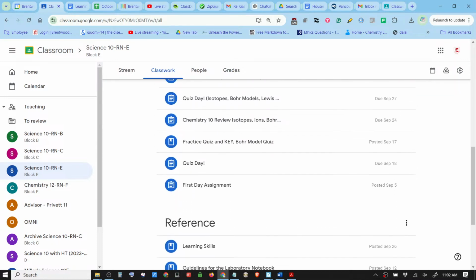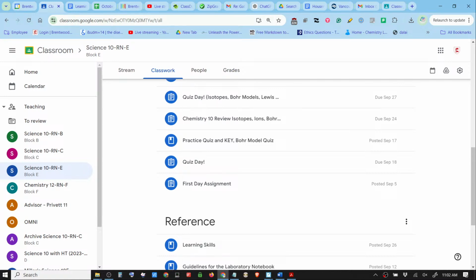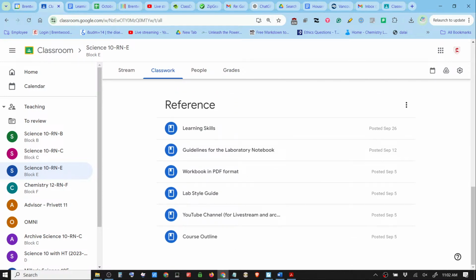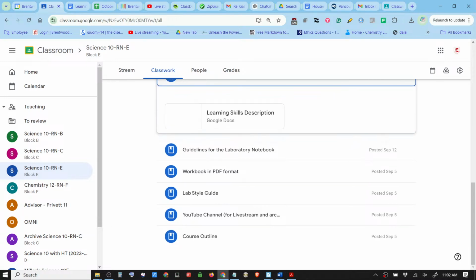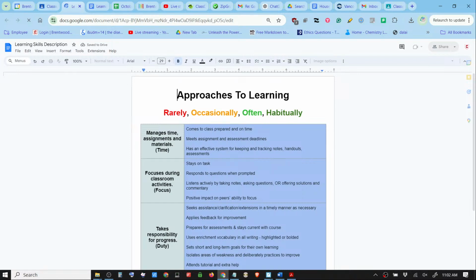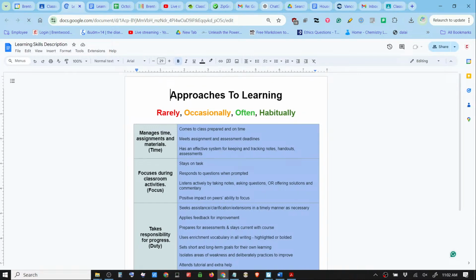Is there anybody new to this group? Ah, excellent. So, did any of your classes show you that? Approaches to learning? Because they forget to in grade 12. So you're going to be evaluated on 4 separate things: your time, your focus, your duty, and your engagement. There's a whole sentence that refers to each of them. I go by those one words because I think it summarizes it.